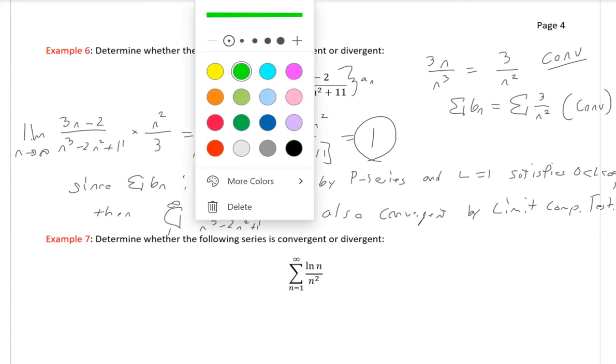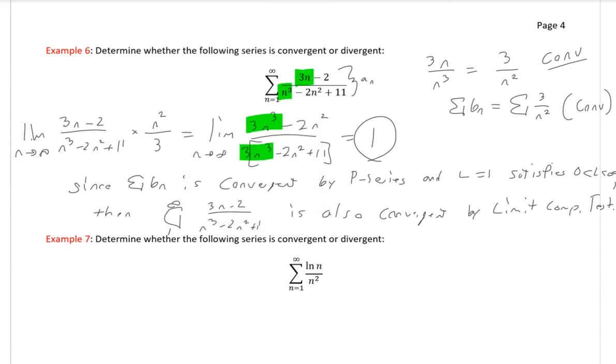The main keys to note here, or that you need to make sure you point out whenever you do these: the summation of b sub n is convergent or divergent. You need to talk about that. You need to talk about the value of L that you got. And then your overall evaluation of convergent or divergent via the limit comparison test. Those need to be brought up.